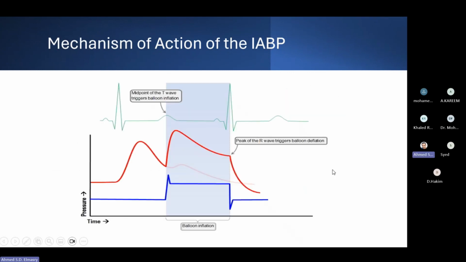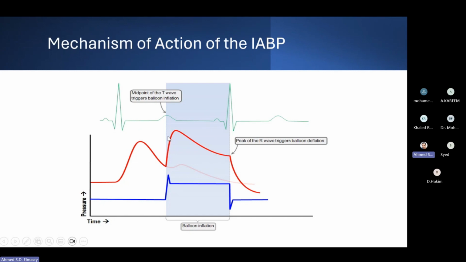And the balloon will start the inflation during the diastolic phase, which is almost at the mid or at the end of the T wave. This is the balloon pressure, and these are the inflation phase, the plateau phase of the inflation. So the balloon will start the inflation here.